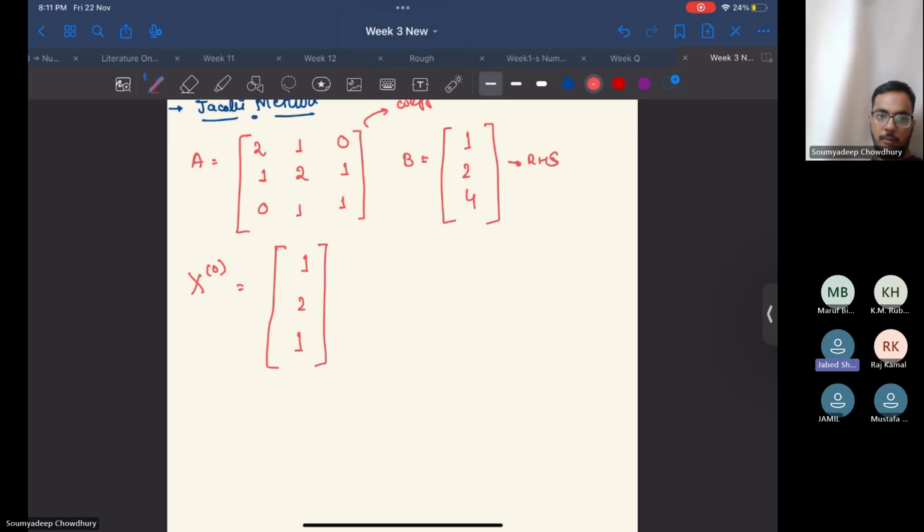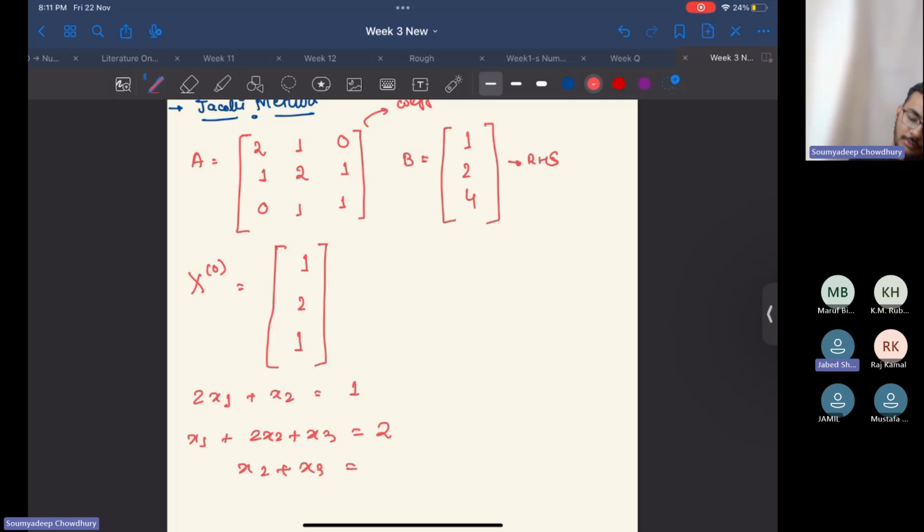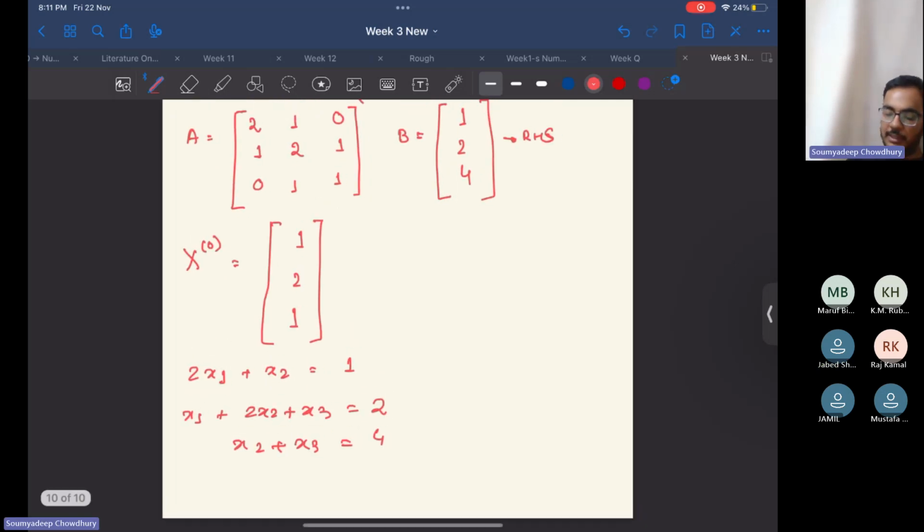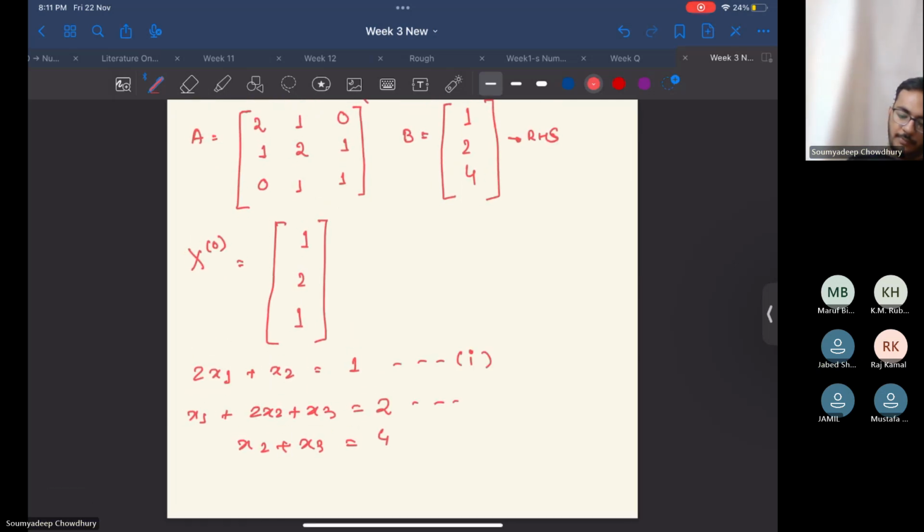Sorry, sir, I missed the question. Can you repeat it? Yeah, from the A and B matrix, can you tell me what are the equations? Sir, I guess it will be 2x1 plus x2 is equal to 1. Yes. Second one? x1 plus 2x2 plus x3 is equal to 2. Yes. And last one is x2 plus x3 is equal to 4. Yeah. So we have basically three equations, right?